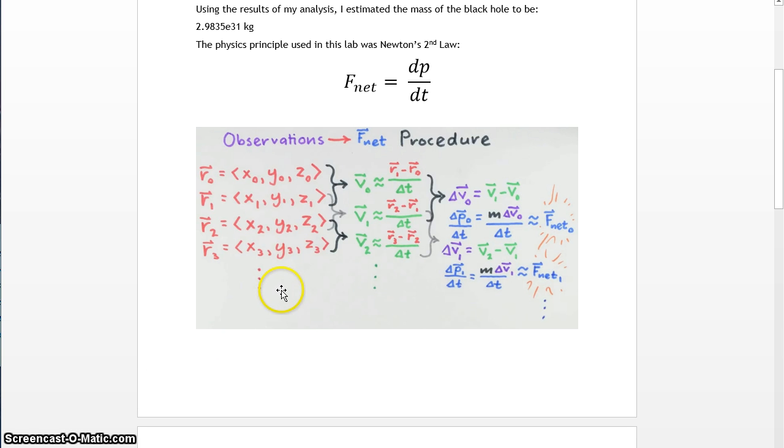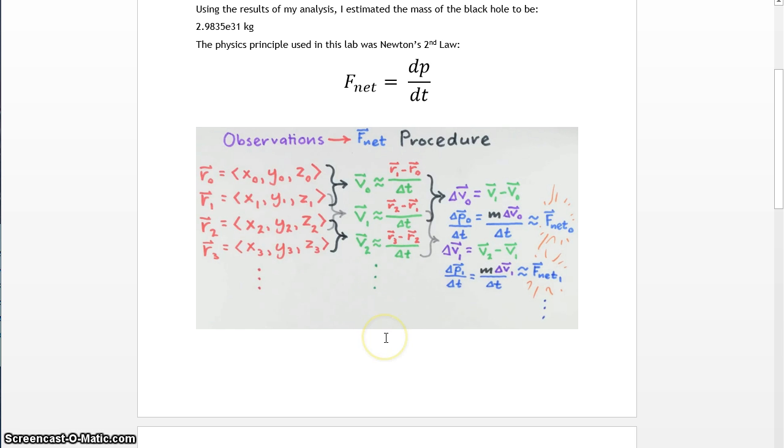Using the position data given, we have two positions which we can use to calculate a velocity, and with three positions we can calculate two velocities. With two velocities we can calculate a change in velocity. Change in velocity times mass equals change in momentum, and change in momentum over change in time gives you an approximation of Fnet. We continue to do this over and over again, and we can calculate many Fnets using the VPython code.